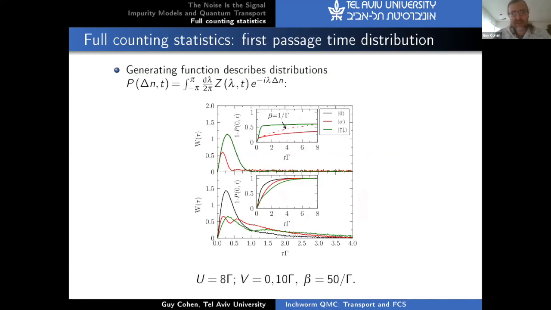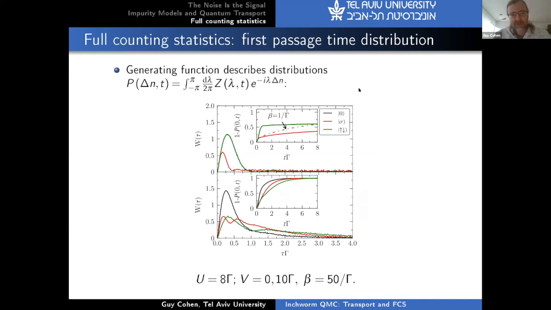One of the first things that I talked about is these distributions. So distributions, the probability of having the number of electrons on the left lead change by delta n at time t, that can be extracted from the full counting statistics generating functional by taking essentially Fourier components of it.